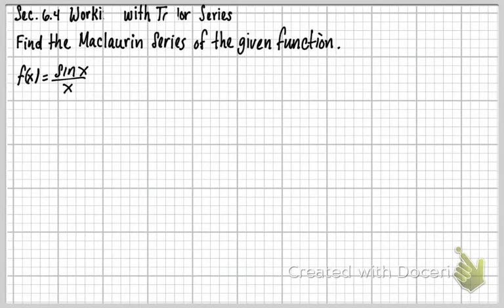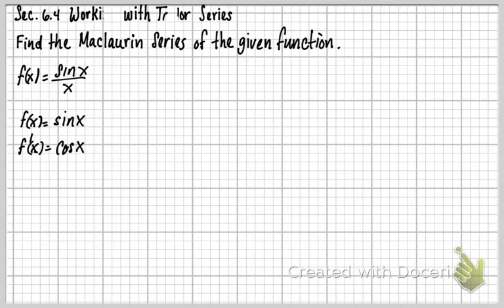So this one says find the Maclaurin series of the given function. So we've got f of x equals sine of x over x. Now what we're going to do is find this one, but I'm not going to pick the f of x that's there. I'm going to pick the f of x that equals the sine of x. And we've done this one already, but I'm just going to go through all of the derivatives. I'll do the first couple so you can see what we end up with.